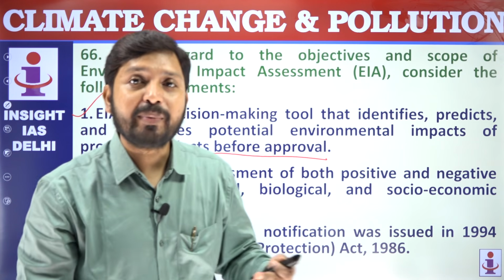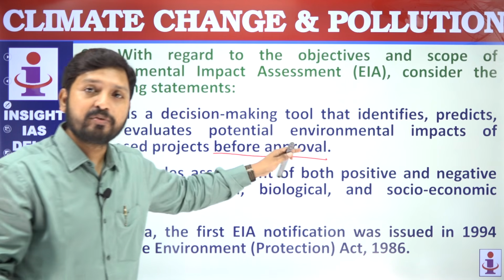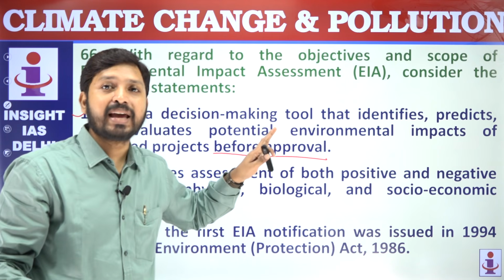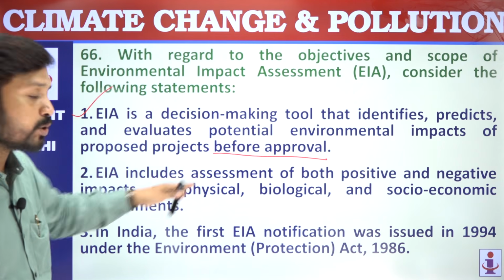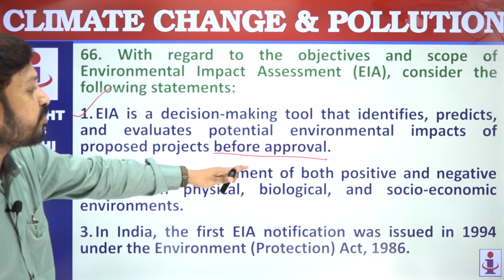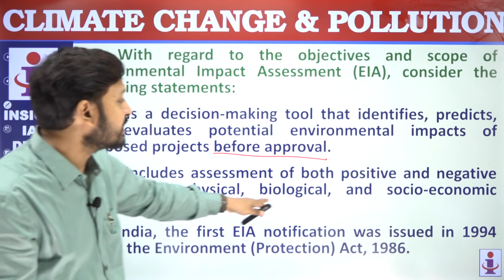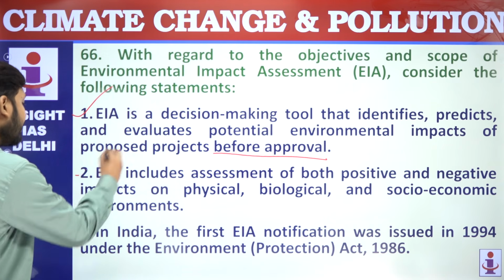Okay, so before implementation itself, or approval itself, we will do this so that we will try to protect the environment and try to avoid the negative impacts of that project. EIA includes assessment of both positive and negative impacts on the physical, biological and socio-economic environment. This is the right statement.